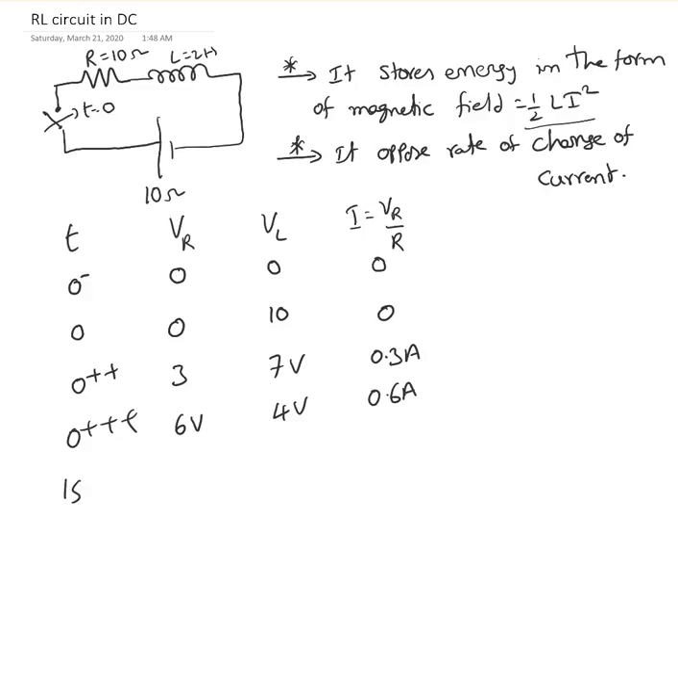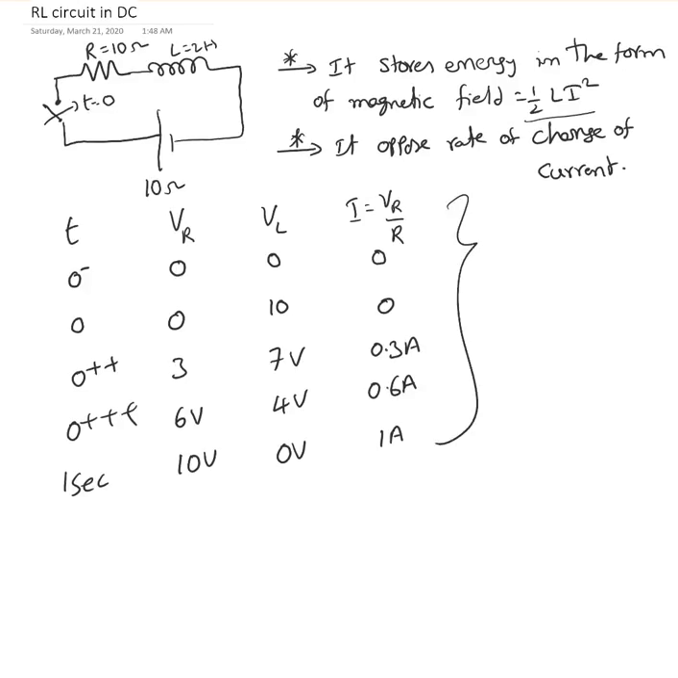Say after 1 second, and 1 second is a very long time, all the voltage will appear across the resistor, and the remaining 0 volts across the inductor. So 1 ampere passing through it. Okay, as I mentioned, this is called the transient state. The transient state is nothing but what is going on in the circuit immediately after closing the switch or immediately after opening the switch.